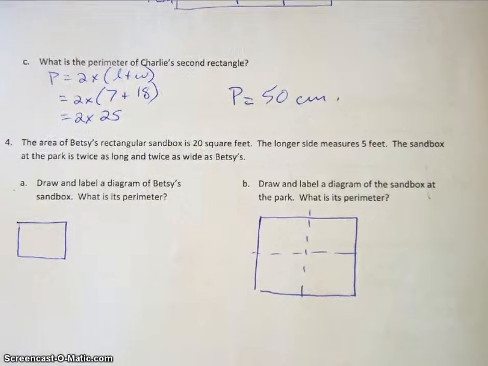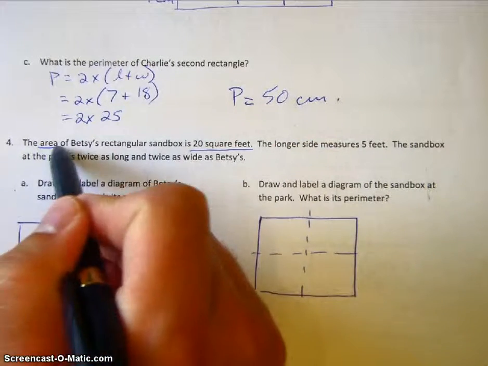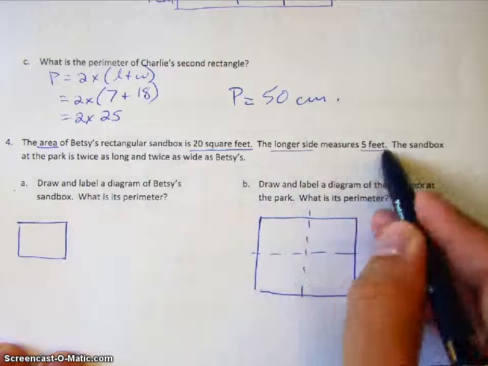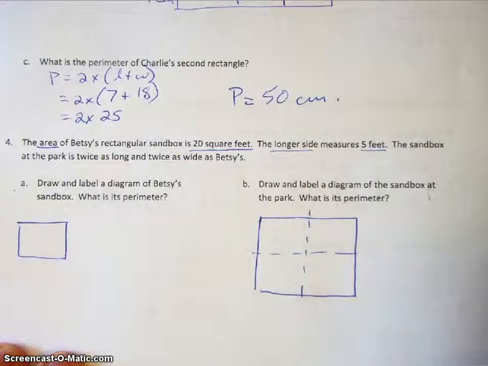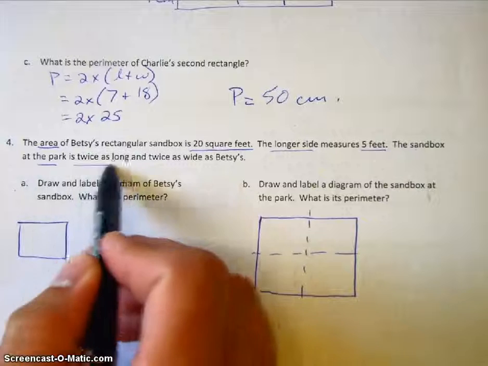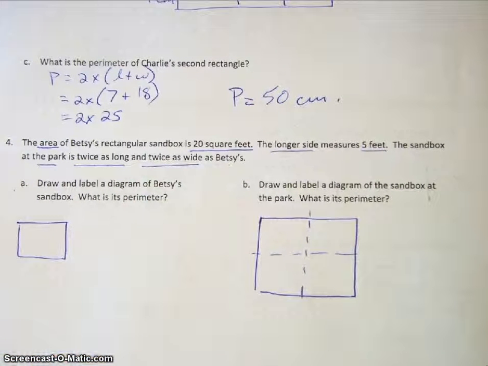The area of Betsy's rectangular sandbox is 20 square feet. Okay, so they're giving us the area. The longer side measured 5 feet. Now, the sandbox at the park is twice as long and twice as wide as Betsy's. So we have 2 different sandboxes here.